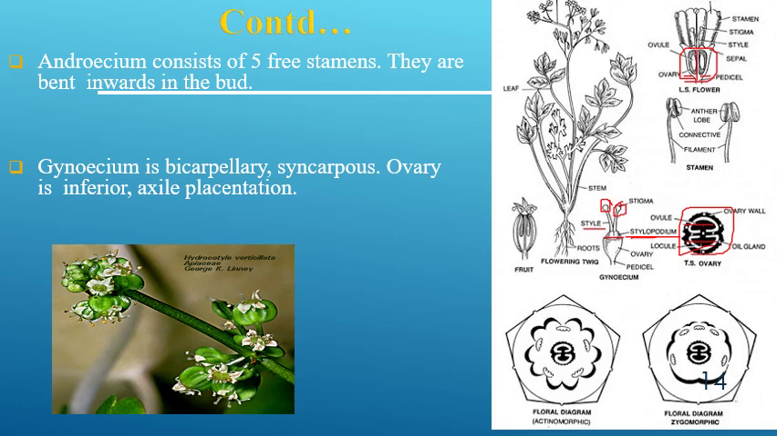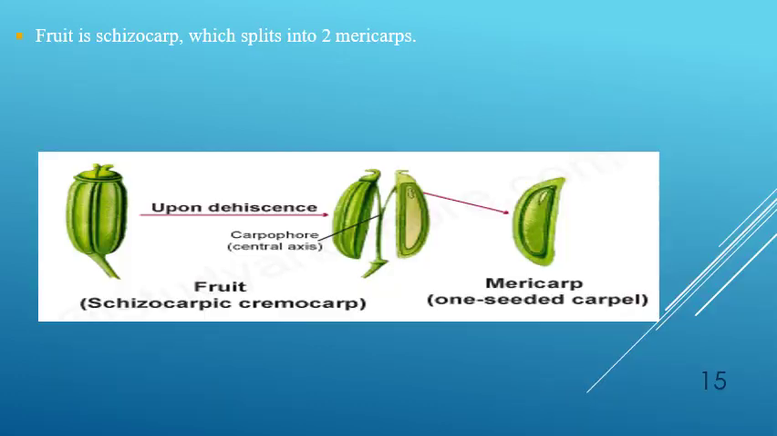The carpels are ribbed and have parallel resinous canals called vittae. That is also referred to as oil glands. The fruit of Apiaceae family is majorly referred to as schizocarpic.